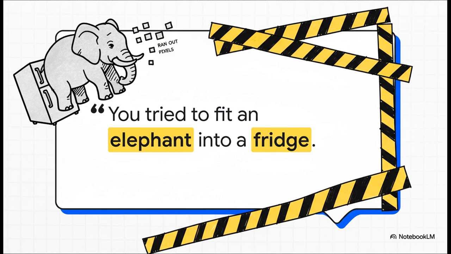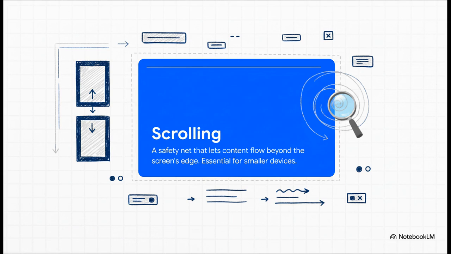You ran out of pixels! It's literally like trying to shove an elephant into a refrigerator. It's just not gonna fit. So what's the fix? Well, the solution is actually super elegant and something you use all the time. Scrolling. That's it. By wrapping your long list of items in a special scrolling widget, you create this kind of safety net. Now your content can be as long as it wants, flowing right off the bottom of the screen, just waiting for you to swipe up.